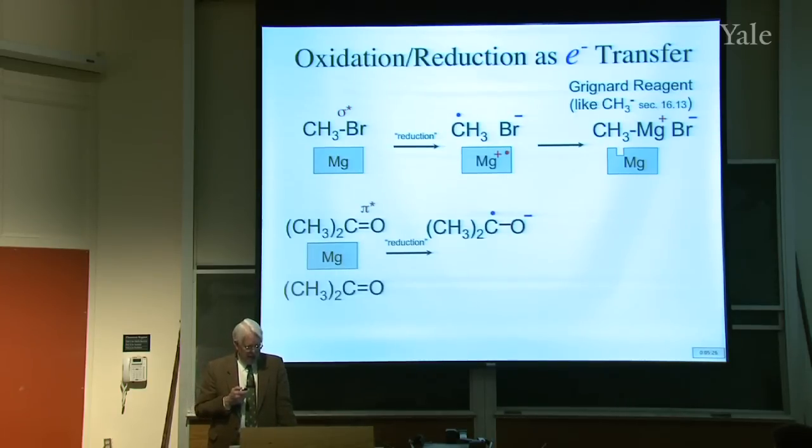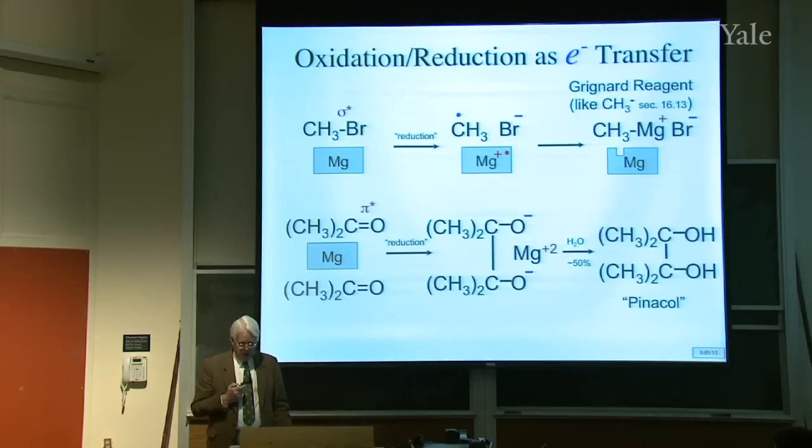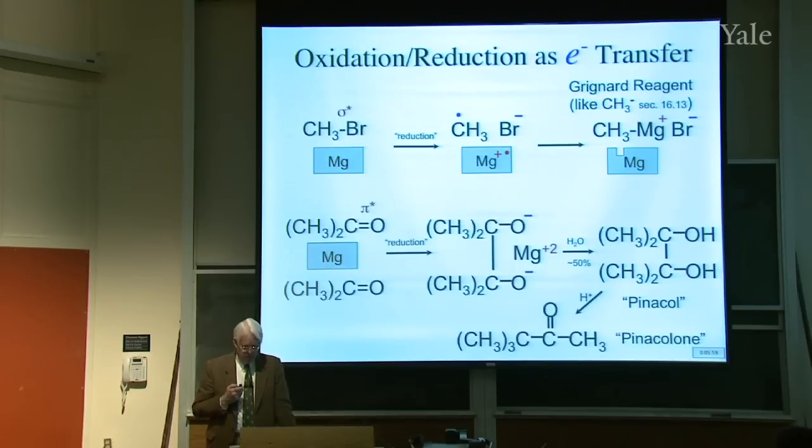Okay, now you can do that with another acetone on the surface of the magnesium and get that. And now you have magnesium double plus between them, right? But now since the two are attached to the same magnesium, the radicals can react with one another, right, to make a bond. And if you then add water to put protons on the O's, you can get pinacol. And this is called the pinacol reduction, right? And we've seen before that if you treat pinacol with H+, you get pinacolone.